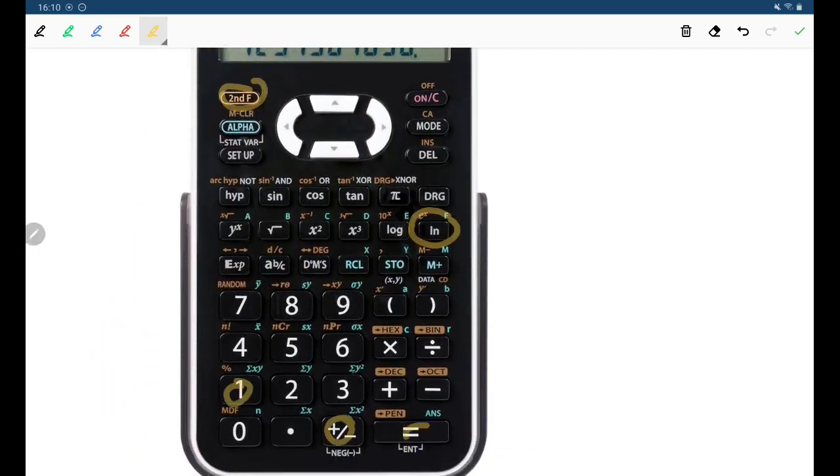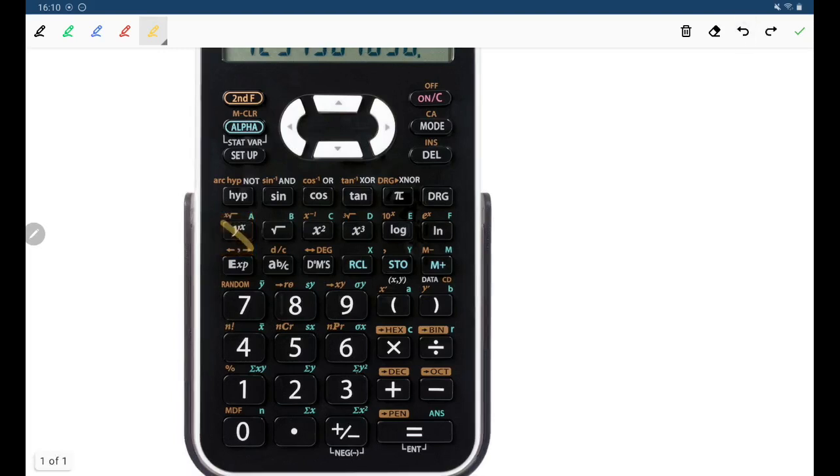-1, and then equals. One thing to notice here is that if you're using the exponential function, e to the power of x, you do not have to use the exponent button to raise something to a power. So for example, if I were looking for e to the power of -2, I would only have to enter second function, e to the power of, and then -2.